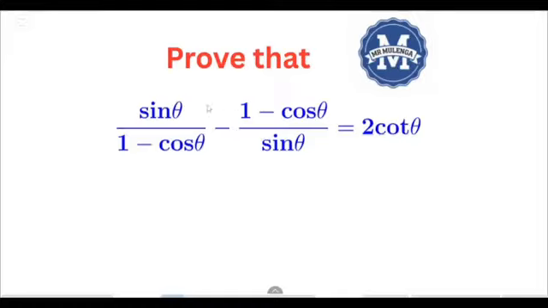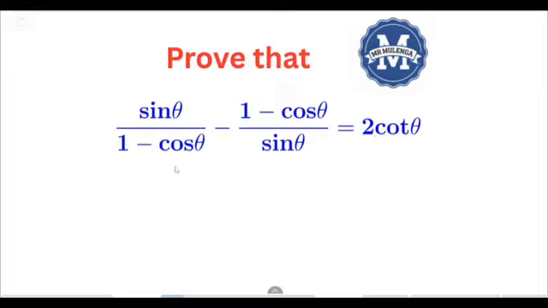So in this presentation, I want us to answer this question right here. This is a question coming from Trigonometric Identities. The question reads: prove that sine theta over 1 minus cos theta minus 1 minus cos theta over sine theta is equal to 2 cot theta.